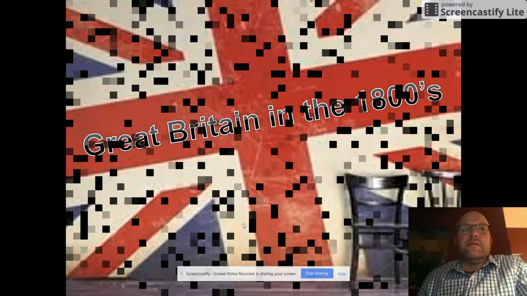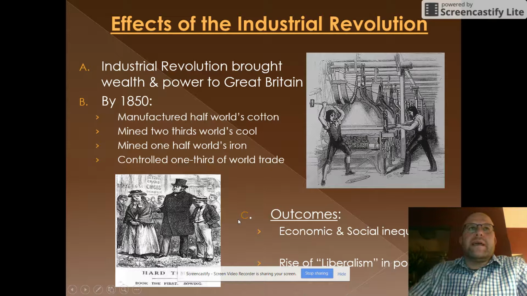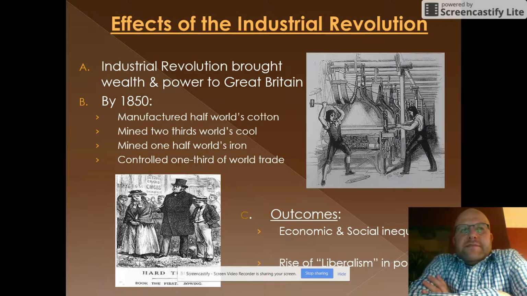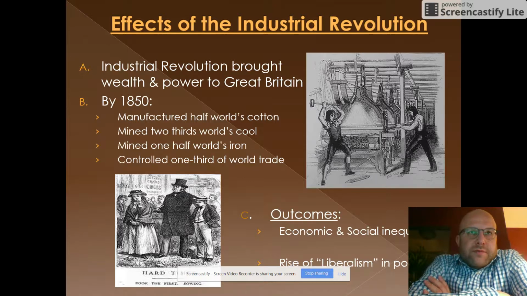Let's start by going back and touching upon what got us here. So the effects of the Industrial Revolution, bringing wealth and power to Great Britain. They were the power. Manufacturing half the world's cotton, 2/3 of the world's coal, half of the world's iron, 1/3 of the world's trade. So if some of these were blank in your notes, please fill them in.